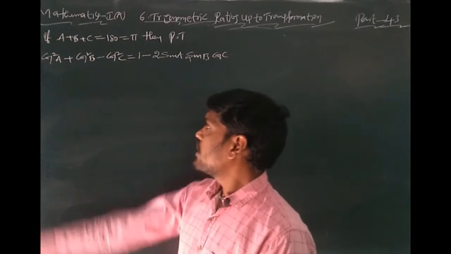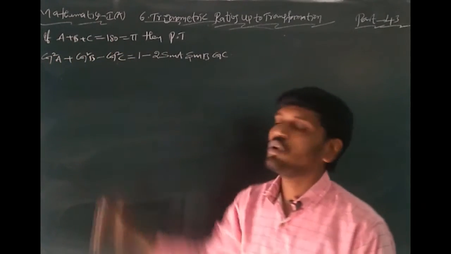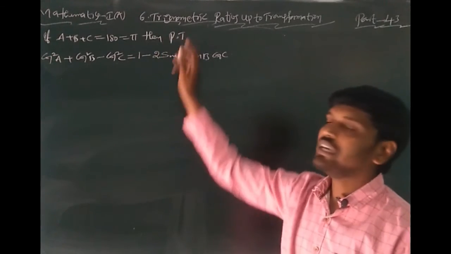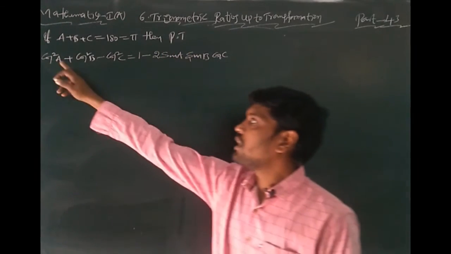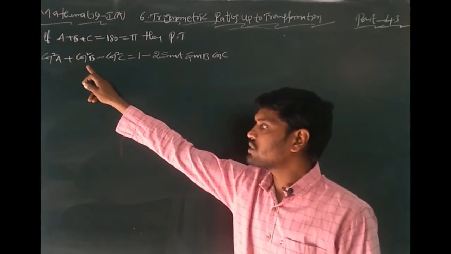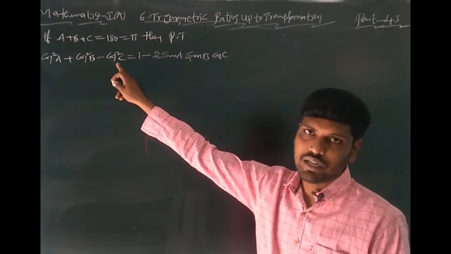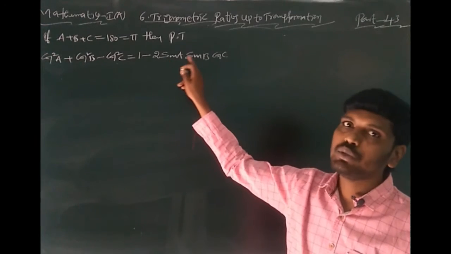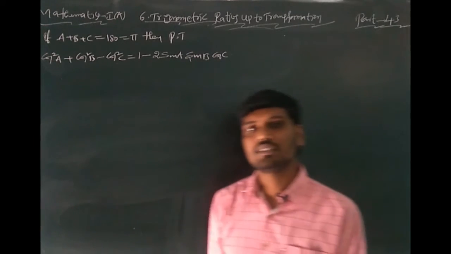What is the problem? If A plus B plus C equals 180 degrees or pi radians, then prove that cos square A plus cos square B minus cos square C is equal to 1 minus 2 sin A sin B cos C.